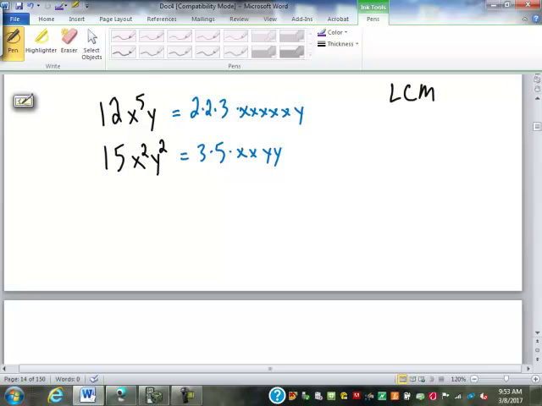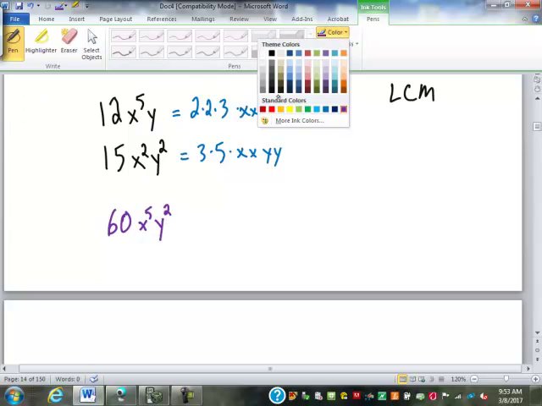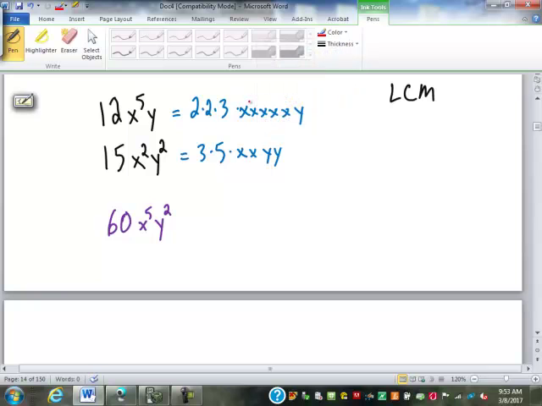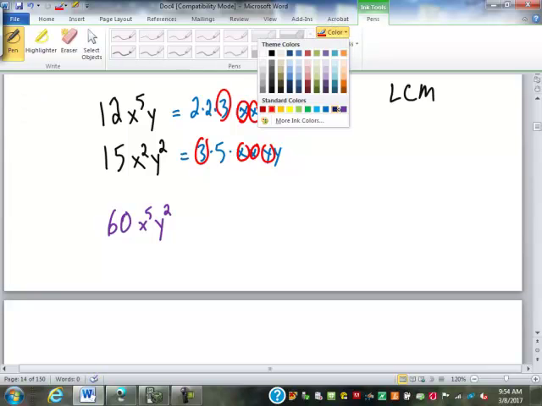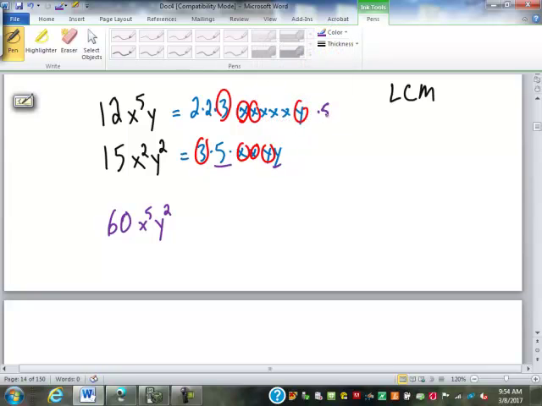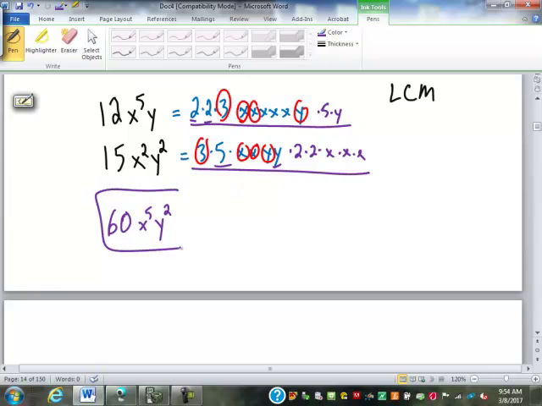For the numbers 12 and 15, what's the least common multiple? 60. For x, it's going to be x to the 5th and y squared, the highest power of each variable. Now, if we're struggling with that, we can always factor, and we see, okay, we've got 3 in common here. We've got 2 x's, and we've got a y. So down here we've got the 5 and the y, so this has to be multiplied by a 5 and a y. Up here we've got 2 2's and 3 x's. And if we multiply either one of those out, both of them should come out to be 60 x to the 5th y squared.